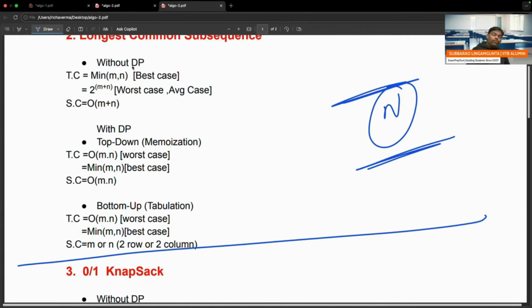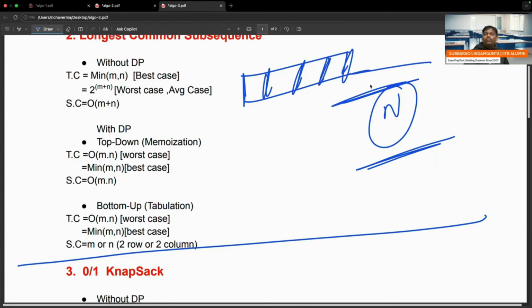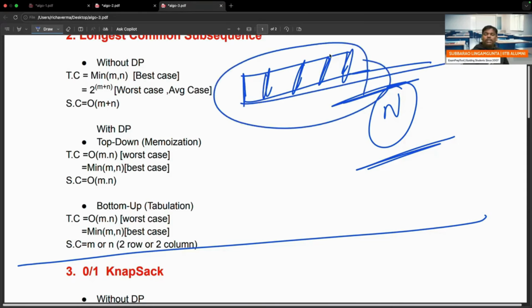Without DP, time complexity, if you observe, best case, every time matching, every time LCS matching. So you can stop it. One sequence is over, other sequence still left out. So every time matching, best case is minimum of m comma n. Worst case is 2 power m plus n, worst case, average case, without DP. This is the story. So I think m plus n level will come.